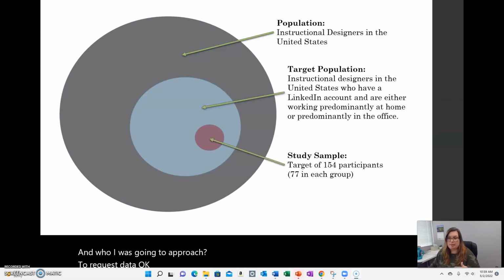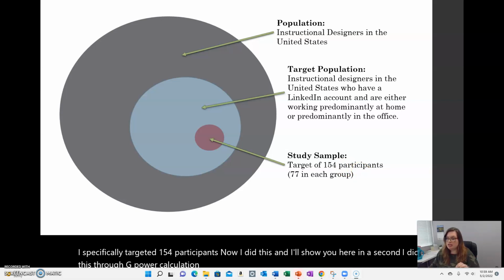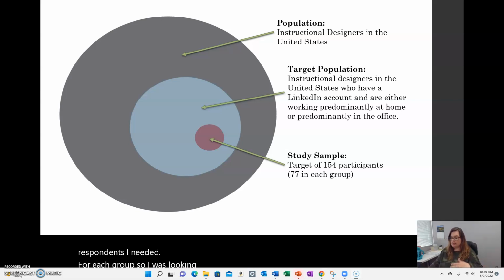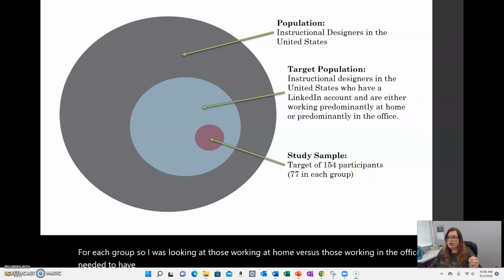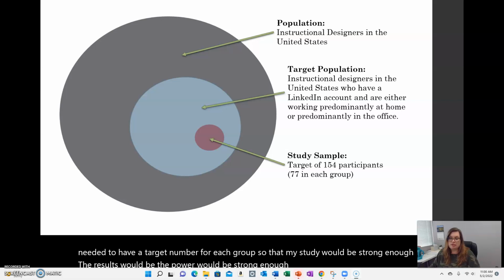Now, for my study sample, I specifically targeted 154 participants. I did this through a G-Power calculation, and I'll show you in a second. I needed to do calculations to know how many respondents I needed for each group, those working at home versus those working in the office. I needed a target number for each group so that the power would be strong enough for the results to be generalizable.